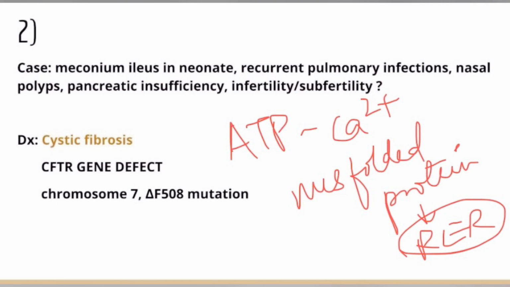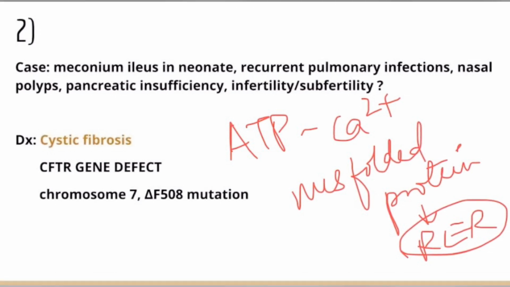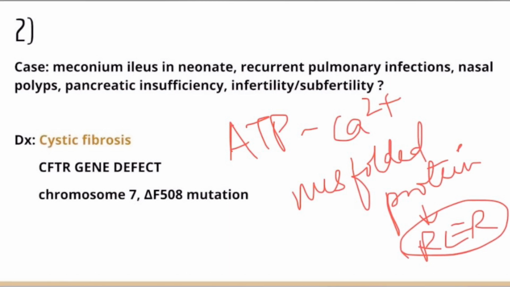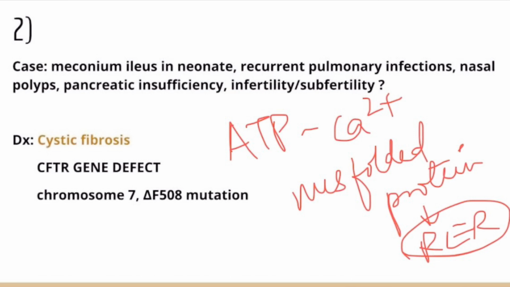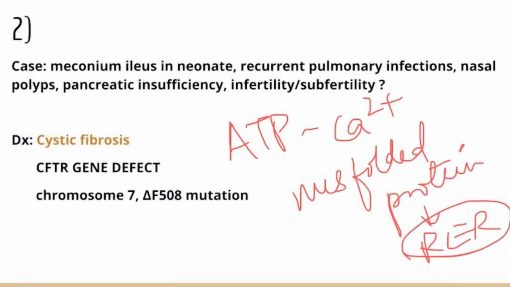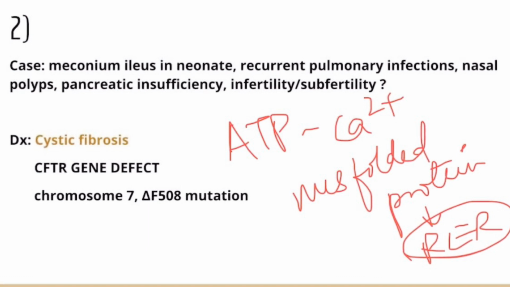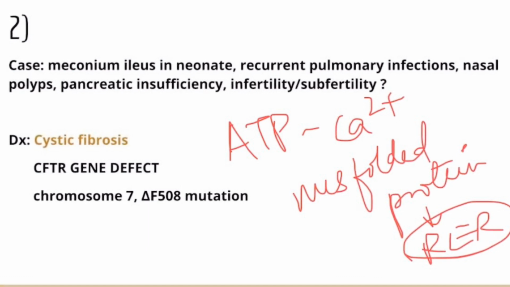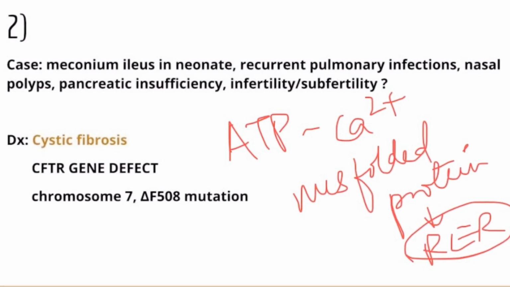The cystic fibrosis transmembrane conductance regulator, that is the CFTR gene, encodes an ATP-gated chloride channel which secretes chloride in the lungs and GI tract, and it reabsorbs chloride from the sweat glands. So the Phe508 deletion leads to formation of misfolded protein, and improper protein trafficking and protein retention occurs in the rough endoplasmic reticulum.